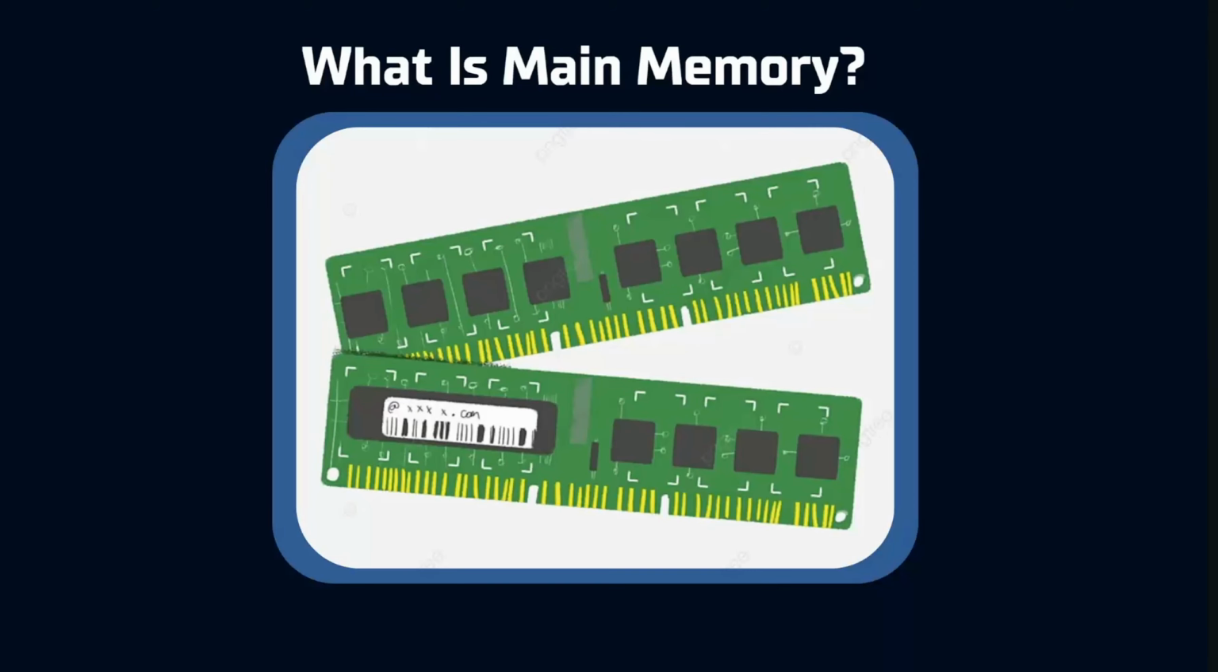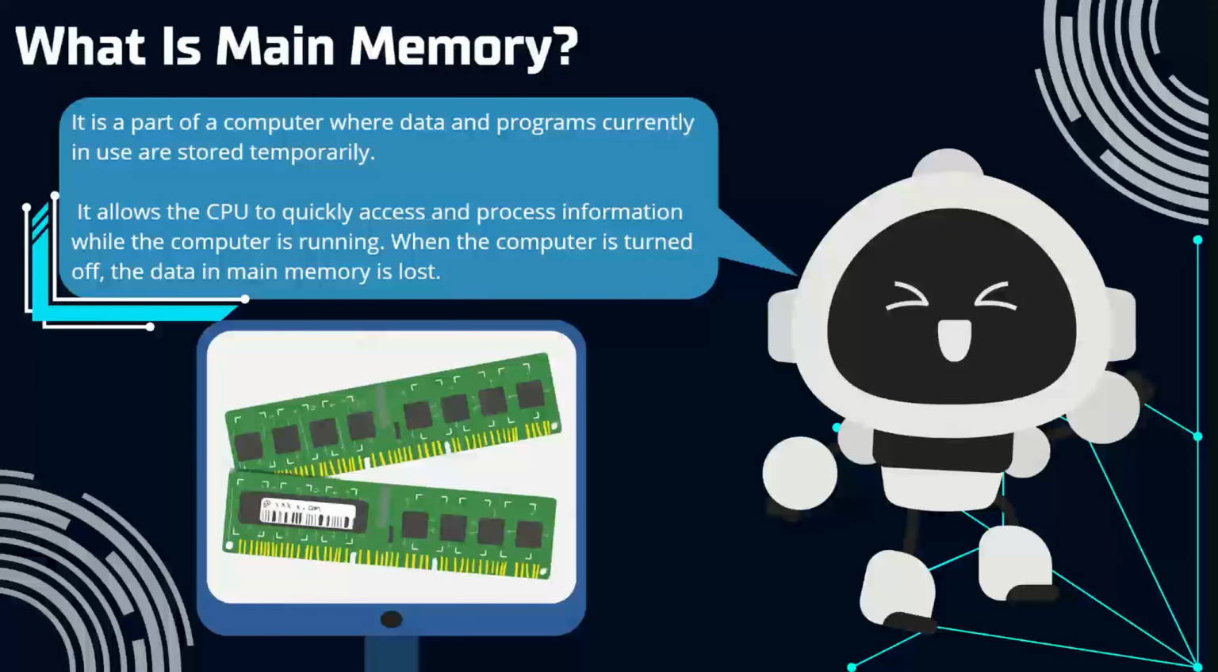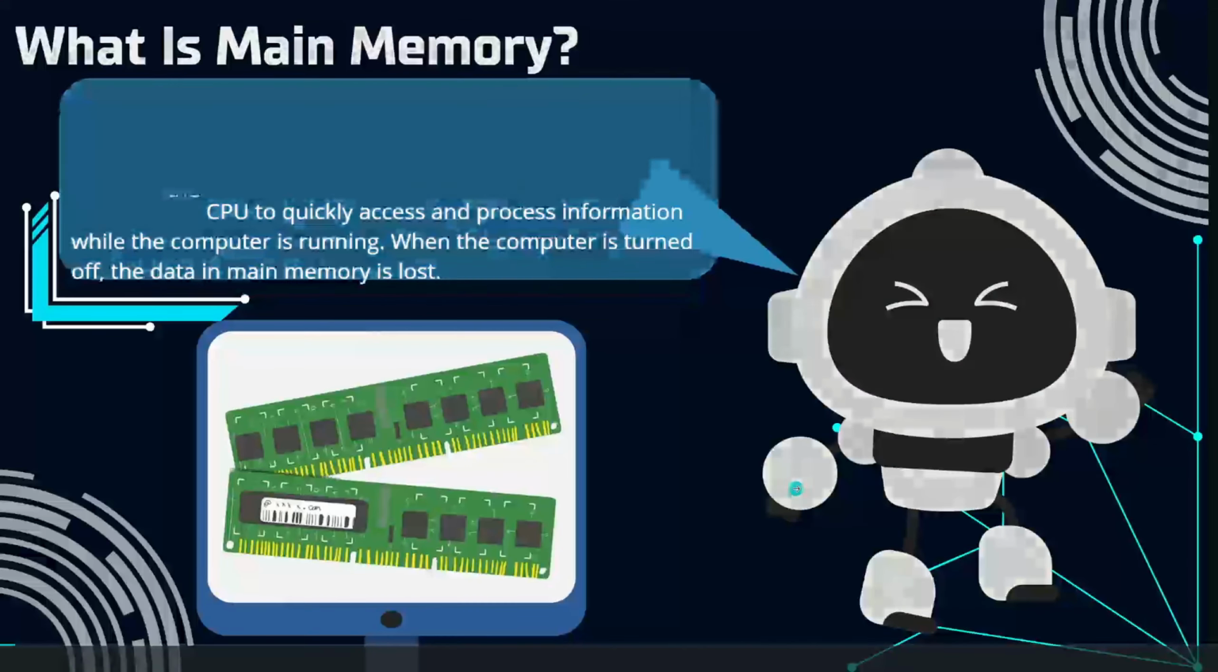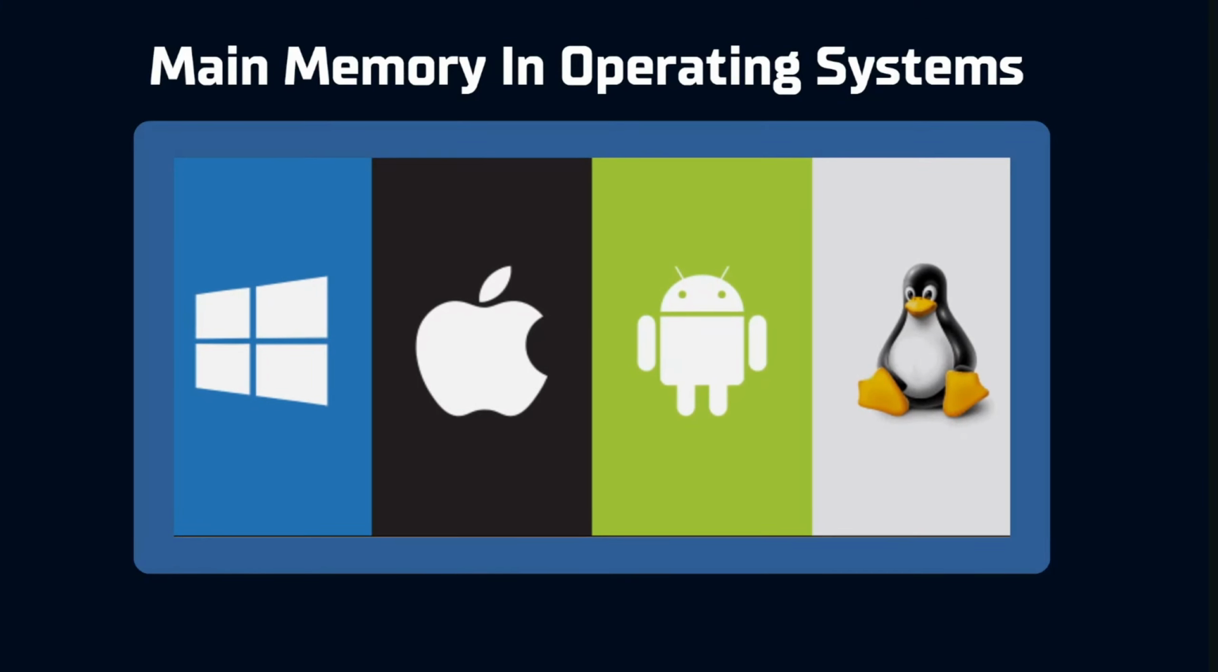So what is main memory? Main memory is a part of a computer where data and programs currently in use are stored temporarily. It allows the CPU to quickly access and process information while the computer is running. When the computer is turned off, the data in main memory is lost. This is because the main memory, also known as RAM, is volatile. Let's look into the main memory in operating systems.